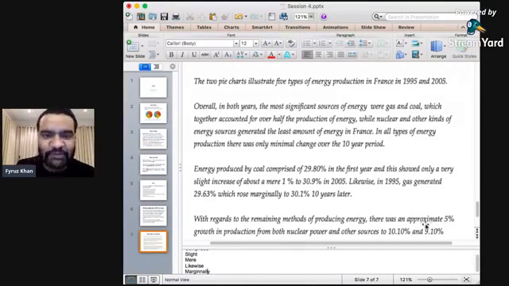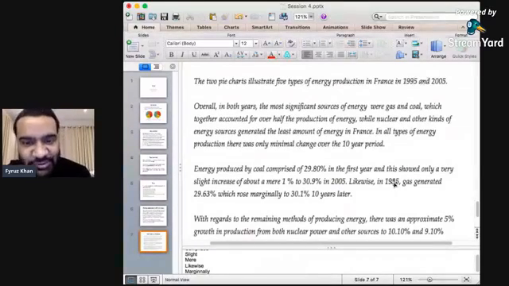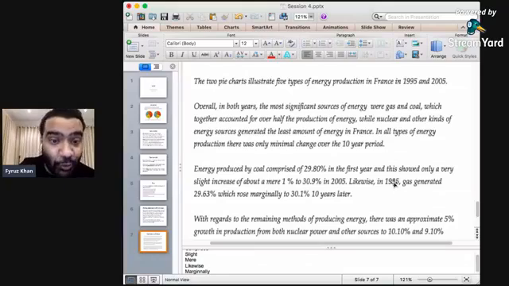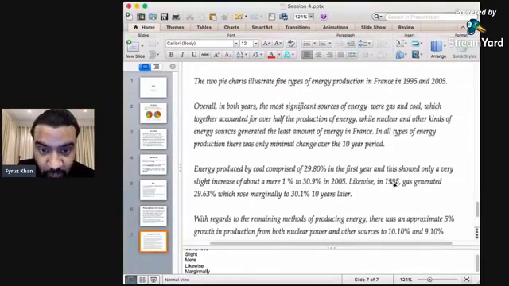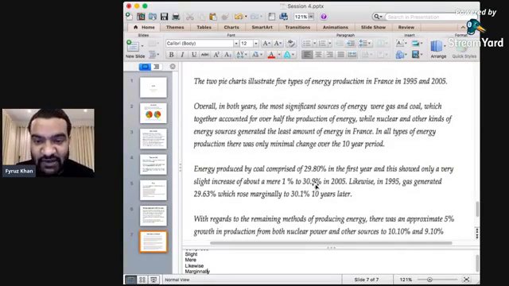And then we have body 2. So see, it's so simple. If you look at this particular paragraph, the whole paragraph is written as a complex sentence. Look, energy produced by coal comprised of 29.80% in the first year, and this showed only a very slight increase of about a mere 1% to 30.9% in 2005. See, complex sentence.